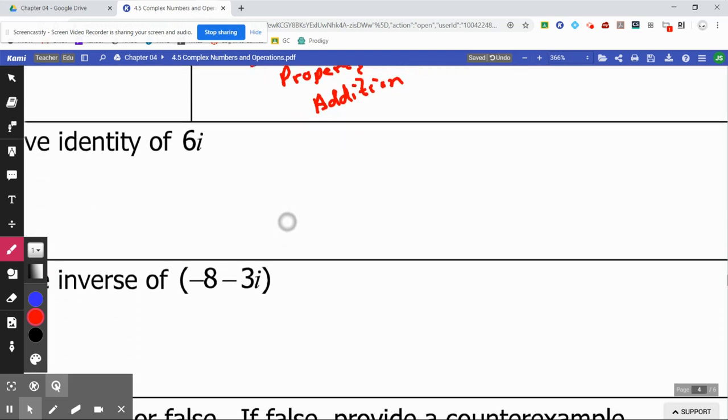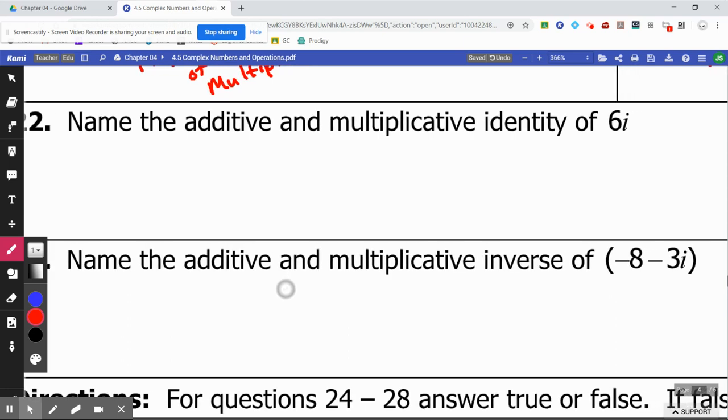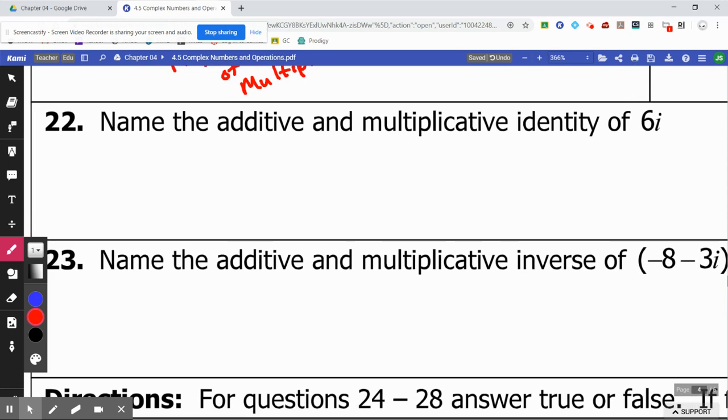Okay, the next one, number 22, says name the additive and multiplicative identity of 6i. Now, most of the time, I'll call this the identity element. The additive identity element is always 0, meaning that you can add 0 to anything you want and it keeps its identity. The multiplicative identity element is what could you multiply this by to give you it back. 6i times 1 would give you that 6i back. So the additive identity element is 0. The multiplicative identity element is 1.